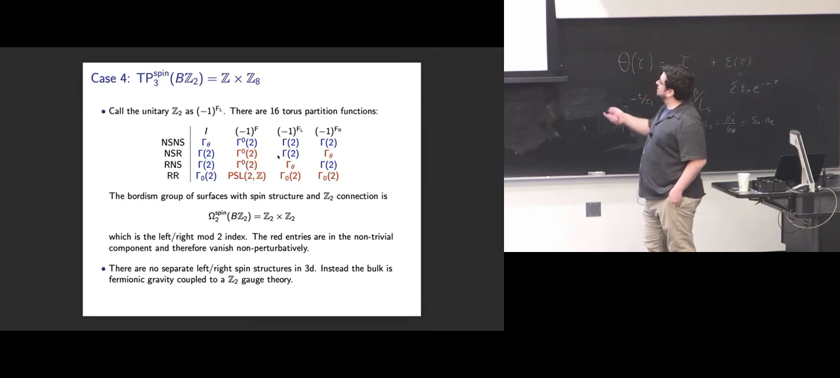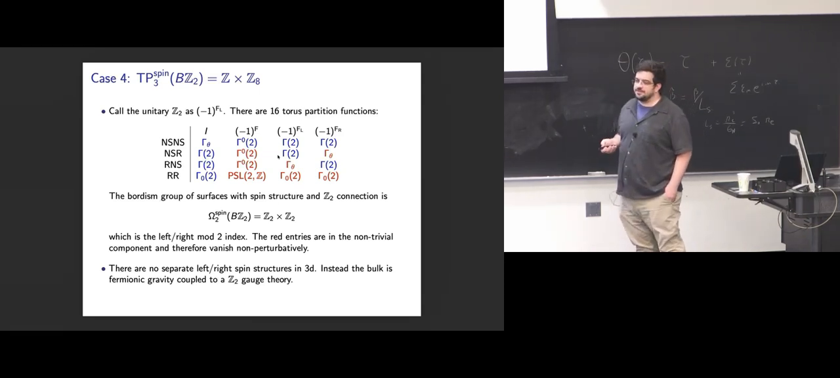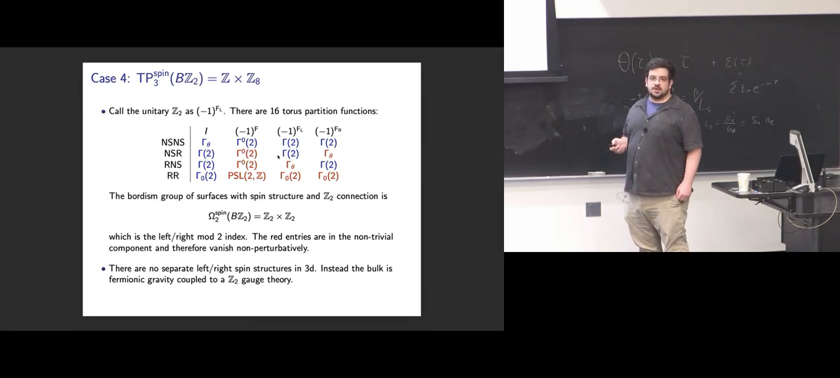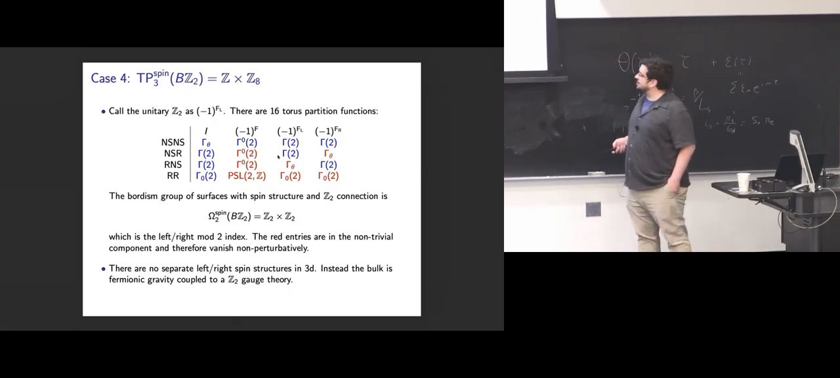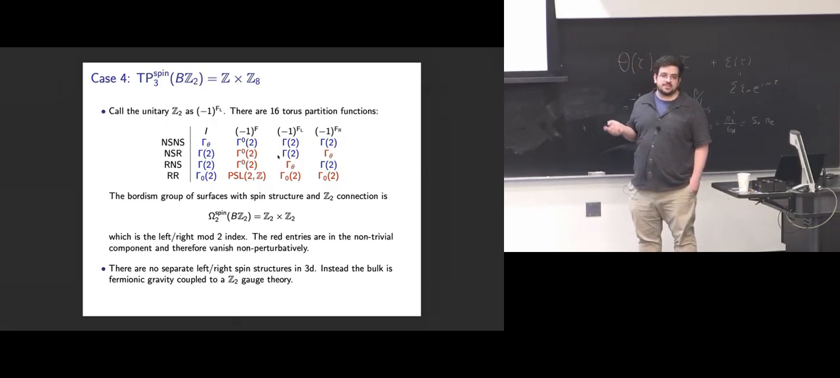And again, I'm not going to do it, but one can, from here, infer a lot of non-trivial properties about the ensemble between different states that are either bosonic or fermionic in either the left or right moving sectors. Now, in 3D, there is obviously no separate left and right moving spin structures, so you should always think of this as 3D fermionic gravity with a C2 gauge field in the bulk.